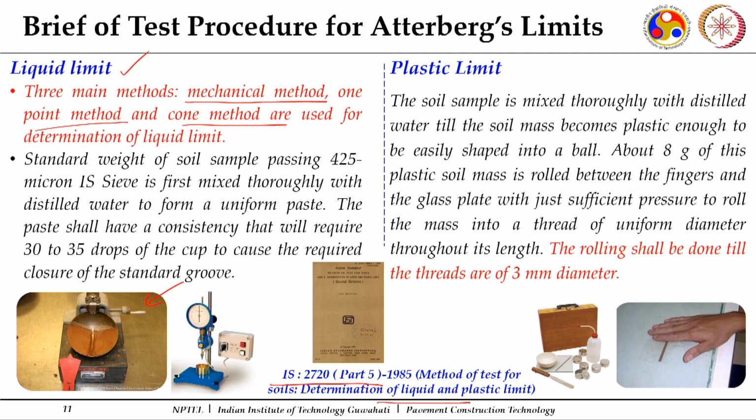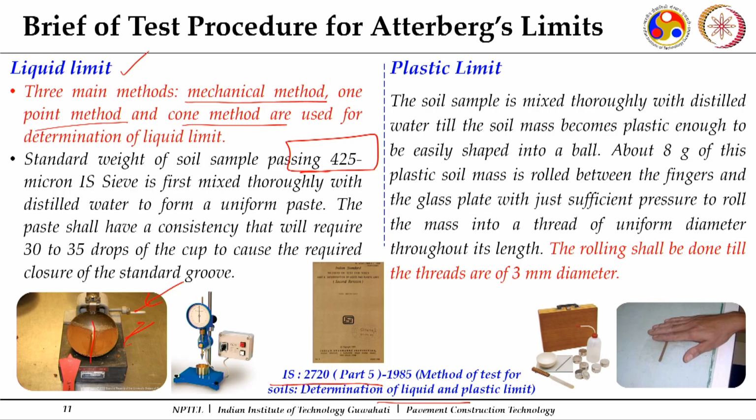So we take a soil mass, we add water to it, and this soil will be filled in this particular apparatus. Specifically, the sizes which are less than 425 micron are taken, and a groove is cut here. After that, you give these compaction levels, and this is a handle, you can see. It will raise this cup and allow it to fall down. So every rotation will raise it and allow it to fall down.